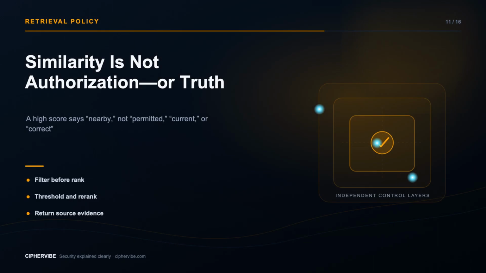Vector similarity answers a mathematical question, not a policy question. Apply access and lifecycle filters before ranking. Use calibrated thresholds, cap the number of returned chunks, re-rank when appropriate, and require authoritative source evidence for high-impact answers. A highly similar result can still be unauthorized, stale, poisoned, or simply wrong.